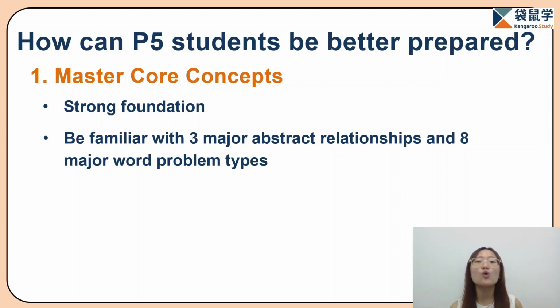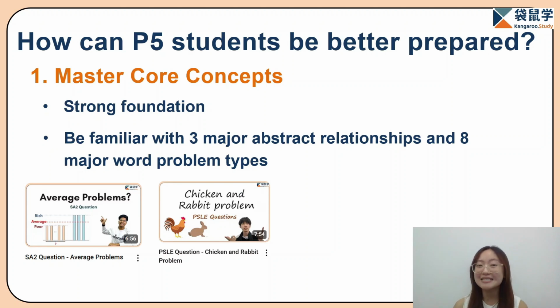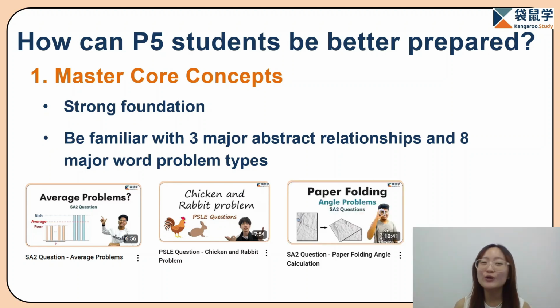If students do not know where to begin regarding this, they can have a look at our YouTube videos. So for example, over here, we have a video on average problem, and this also teaches us the method of taking from the excess to fill in the shortage. And we also have a video on chicken and rabbit problems as well as folding problems. So we strongly suggest that students try these questions out for themselves first before watching the explanation. This will test the current understanding of the questions.